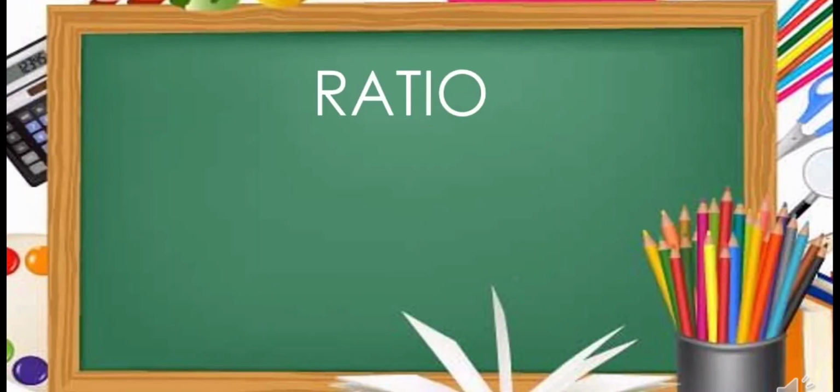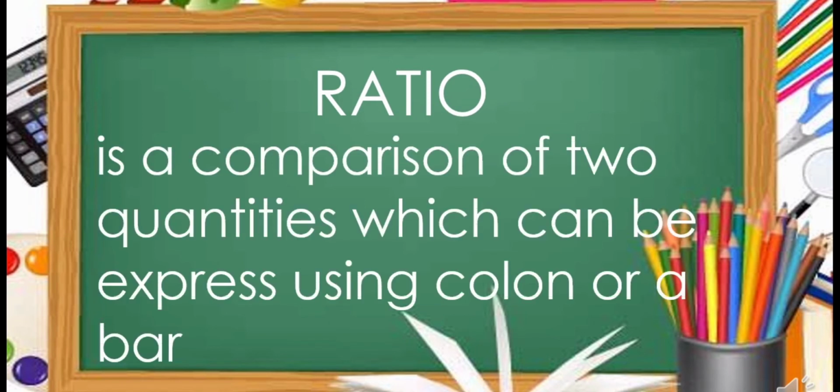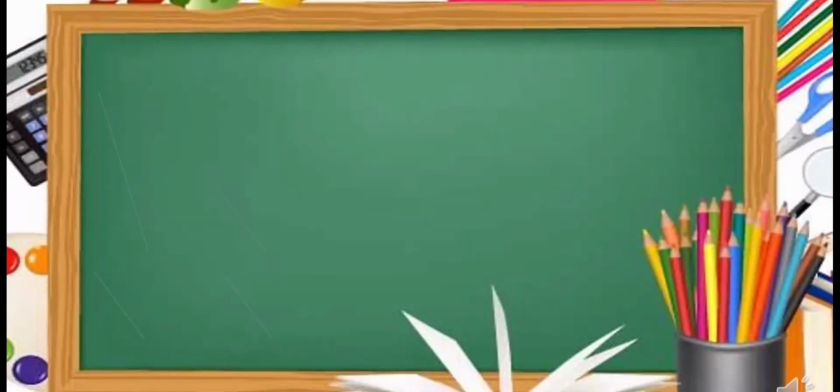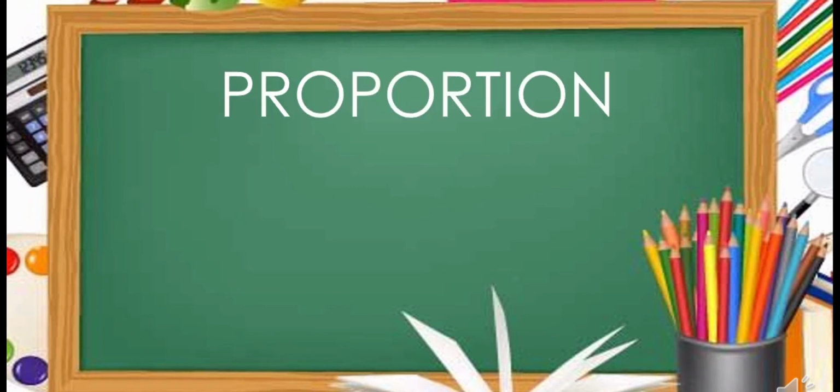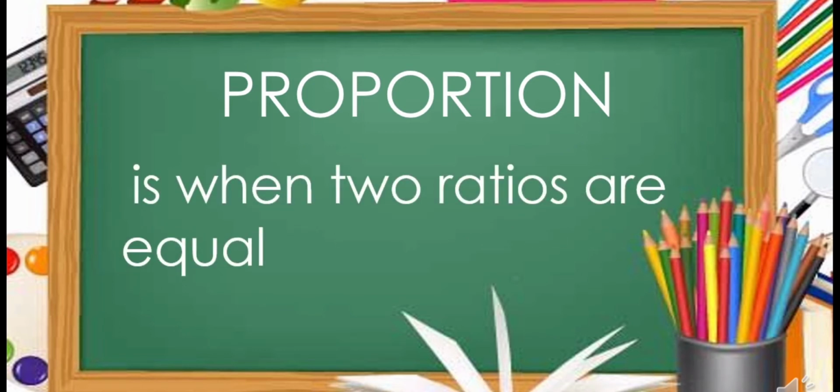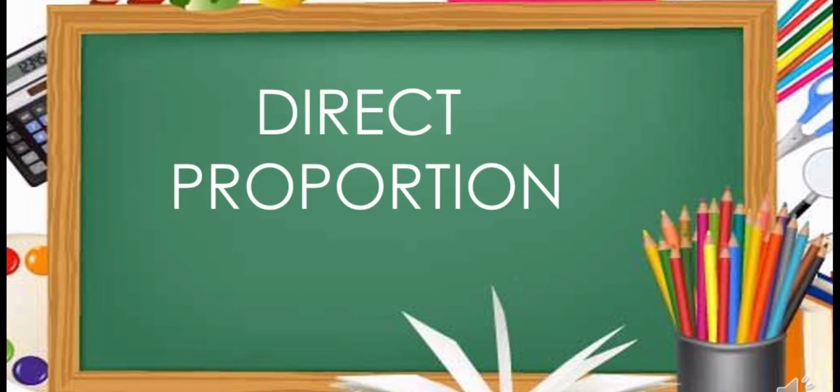Last time we studied about ratio. It is a comparison of two quantities which can be expressed using colon or a bar. 2:8 is an example of ratio using colon. 5:6 is an example of ratio using bar. We also talk about proportion. Proportion is when two ratios are equal. Today we are going to study about direct proportion.